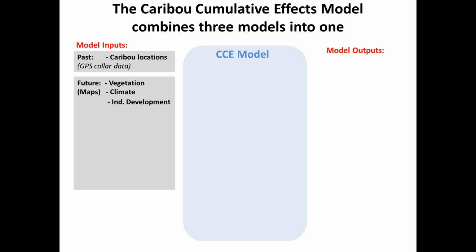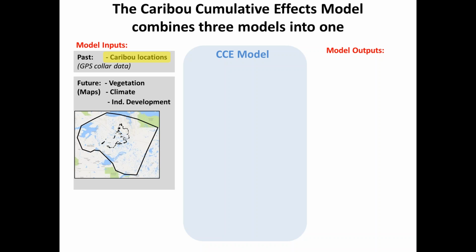Now, the Caribou Cumulative Effects Model is unique in that it combines 3 simulation models into one. So we begin with a set of spatial inputs when we want to run the Caribou Cumulative Effects Model, and the first of these is a map of past caribou locations based on GPS collar data, and the model will then use these past locations to simulate potential future caribou movement patterns on a landscape. Now we need also some additional information about this landscape, and by the way, this polygon here as an example represents the range of the Bathurst caribou herd.